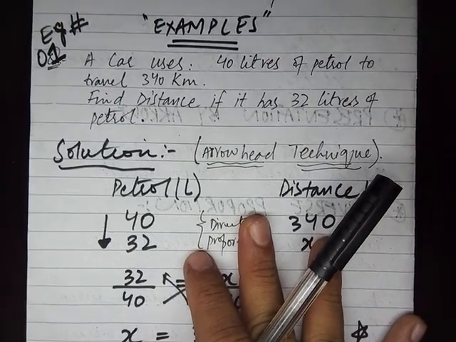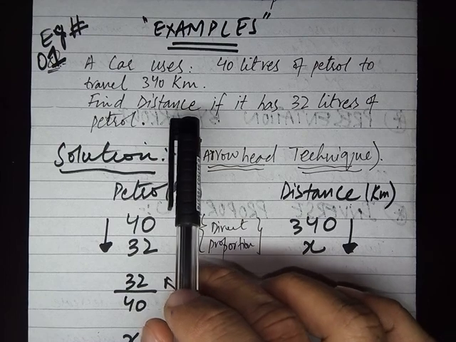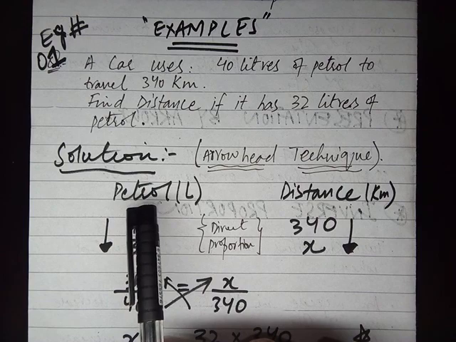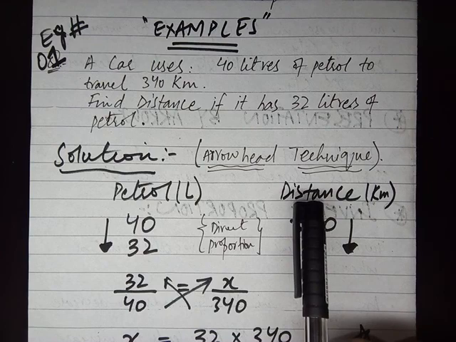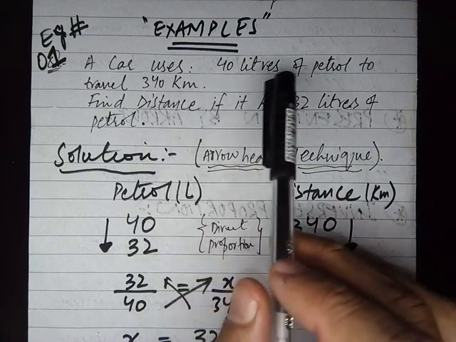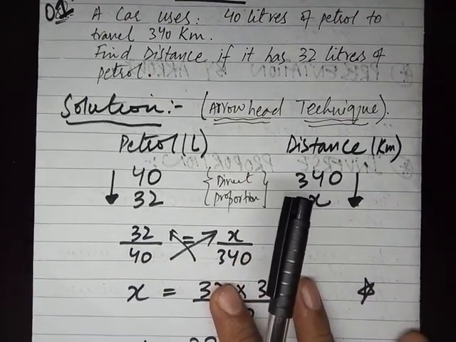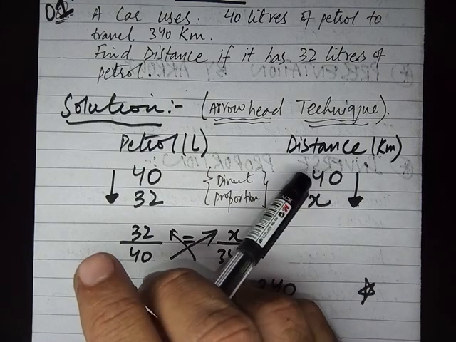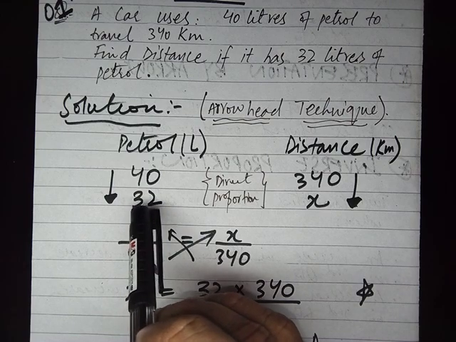So to solve this type of question, first of all we need to figure out whether it's a direct or inverse proportion. To figure out the relationship, we need to make two columns. The first column will be petrol, and the second column will be distance, because we have two quantities in this question. The first quantity is petrol and the second is distance. According to the given criteria, in 40 liters a car will travel 340 kilometers, and how many kilometers will it travel in 32 liters.